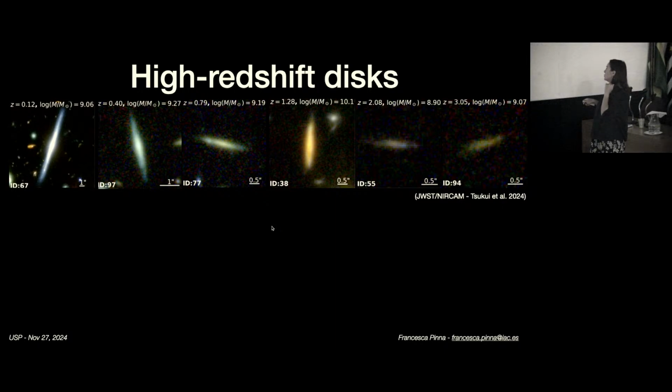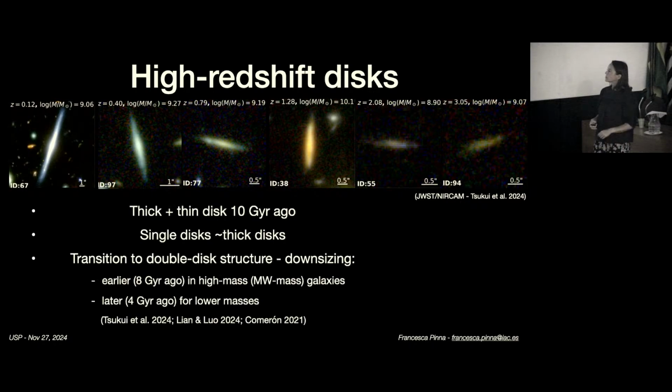I'm citing here one paper in particular, which was submitted, so posted in astro-ph, last month. Here I'm showing a sequence of galaxies with increasing redshift towards the right side, where we can see already that the morphology of galaxies evolved with time. The main results of this paper, also supported by previous papers, are that thick and thin disks, so a double disk structure, start to appear quite early. Already 10 gigayears ago, we have some galaxies with a double disk structure.